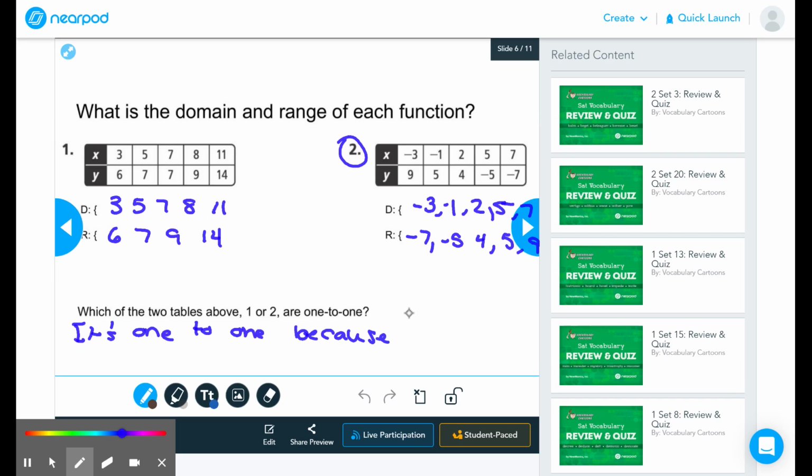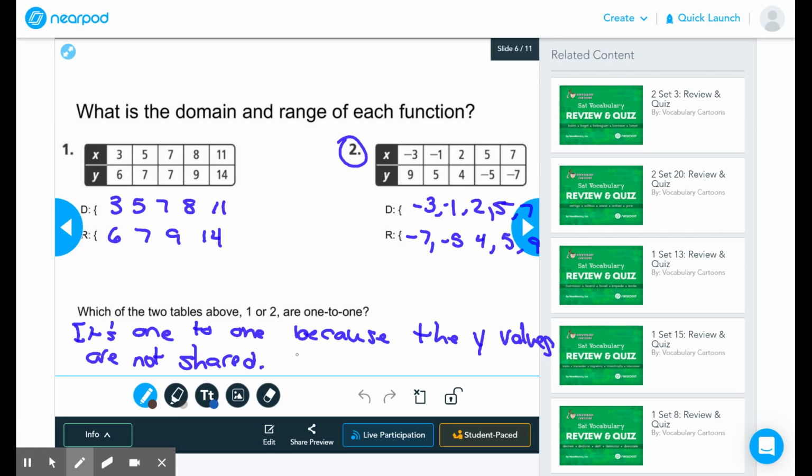Because the y values aren't shared. And you can also easily tell these are both functions because the x does not repeat. But if you look at number 1, the 7 repeats. So since it is a function, because 3, 5, 7, 8, and 11 all have a number going to it, the 7 is shared, so that would be not 1-to-1. But number 2 is 1-to-1, because every input has 1 output, and it's not shared.